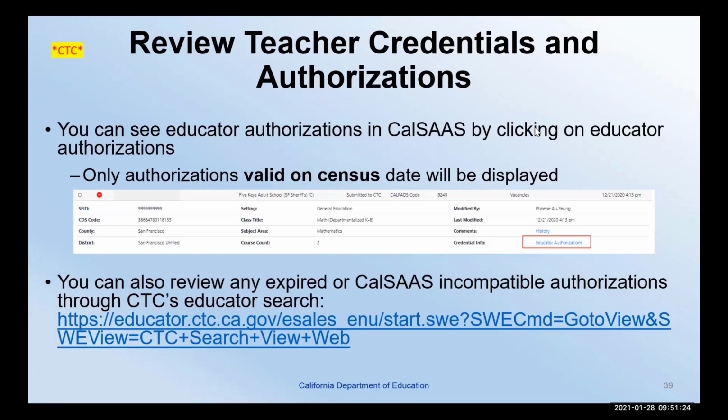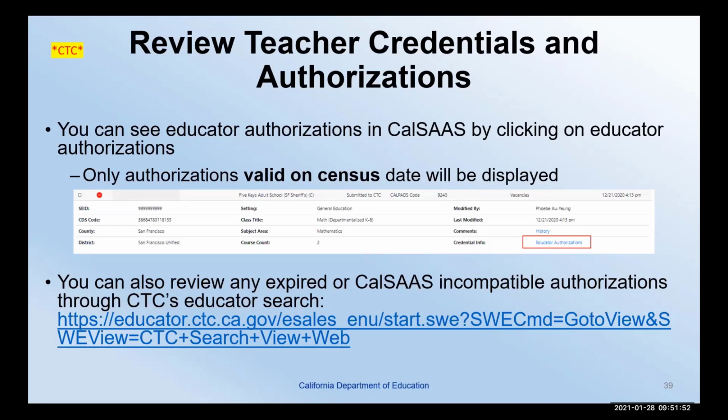To view these, you'll simply open the details of the exception, and the credential information section has a link for the educator authorization. You can see there in the red box. Again, this will only list documents that were valid on census date. So for example, if an educator's document expired the day before census date and was renewed the day after census date, then it will not be listed within CalSAAS.